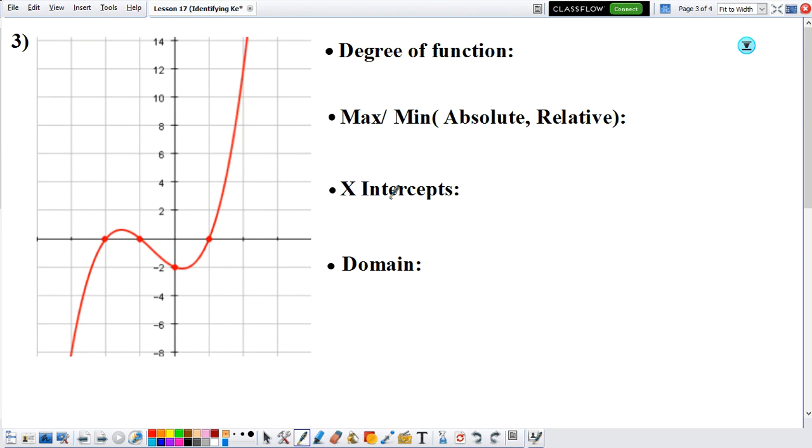Let's look at another example here. Now, again, how do we find the degree of a function? We're going to look at how many solutions I have, or how many points are touching my x-axis. So we have 3 points, so my degree is third degree. Okay, now identify the max and the min. Let's do it one at a time.